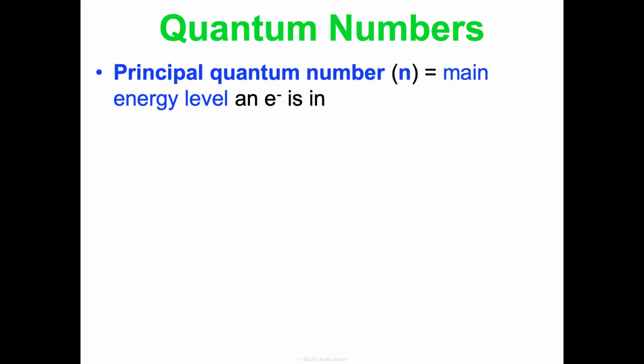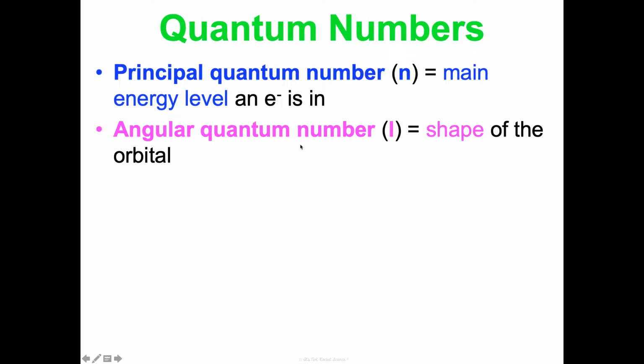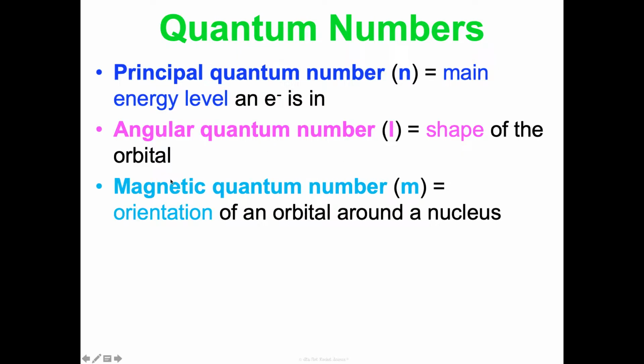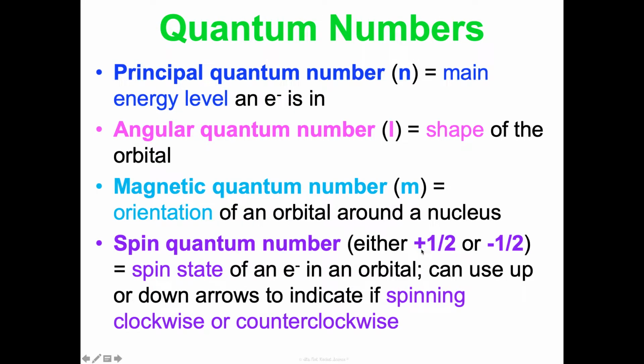So there's the principal quantum number. It's represented by the letter n, and it just tells you the main energy level an electron is in. Then there's the angular quantum number, which is represented really by a cursive l. I just couldn't figure out how to type that. And that tells you the shape of the orbital. Then there's the magnetic quantum number, which is represented by an m, and it tells you the orientation of an orbital around a nucleus. And then there's the spin. It's either a positive 1/2 or a negative 1/2, and it tells you the spin state of an electron in an orbital.